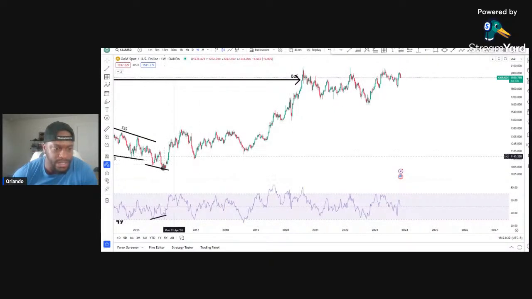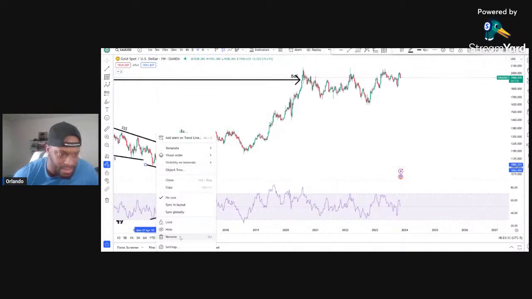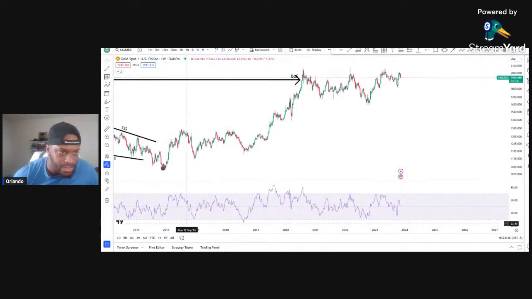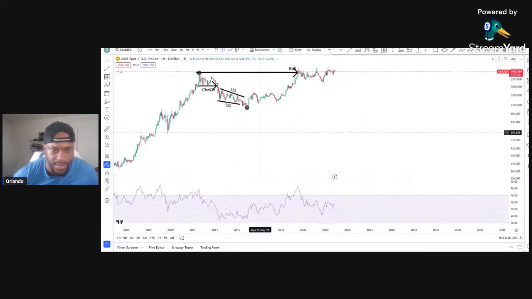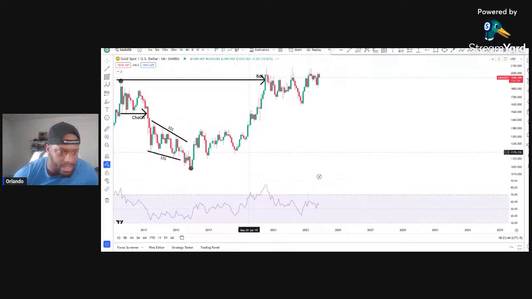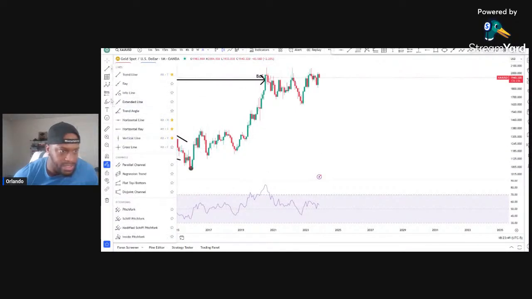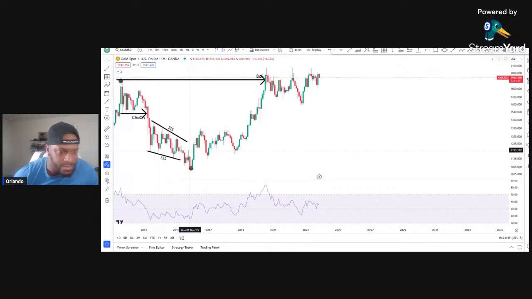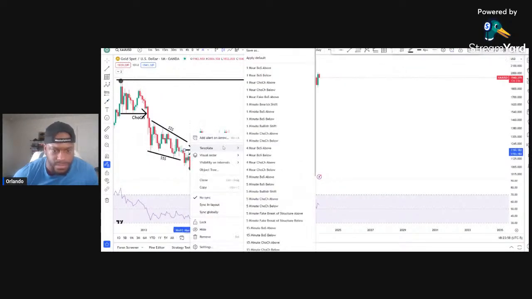Because price accumulated and caused a... we're going to put this on the weekly. Let me go back to the monthly because I can identify it on the monthly as well. So this is called a change of character. I'm going to show you how to mark up your change of characters and your breaker structures. So this right here will be a monthly change of character right here in the middle. Monthly change of character above.